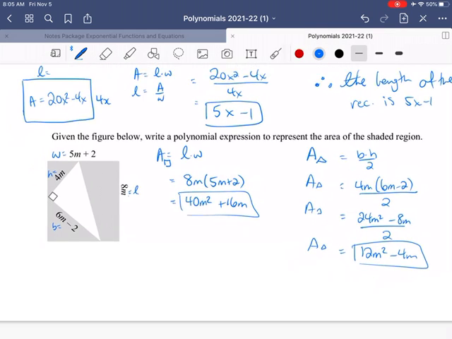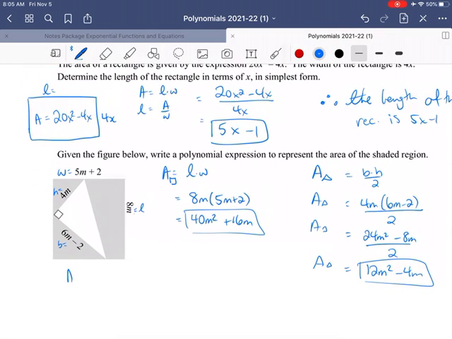All right, so we got these two areas. So we're going to take the area of the rectangle, and we're going to subtract the area of the triangle to figure out the shaded portion. So we got to do 40m squared plus 16m minus 12m squared minus 4m. Now the distributive property says that I need to distribute this negative.